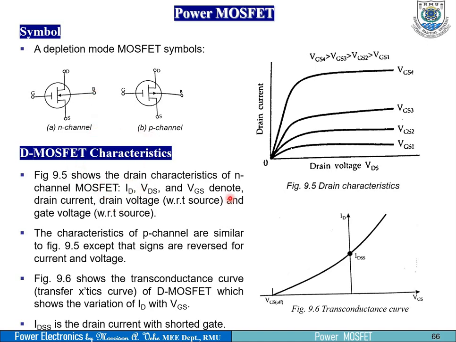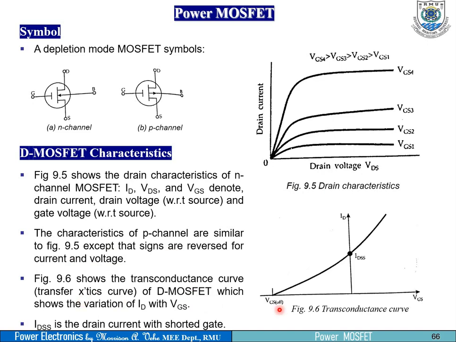So the characteristics of MOSFETs, quickly. The figure here is going to help us. It's basically the drain characteristics of n channel MOSFETs. We have ID, the drain current, VDS, the drain source voltage, and VGS, that is the gate source voltage. Then the characteristics of P channel are similar to this figure. The only thing is that signs are reversed for current and voltage, so please take note.